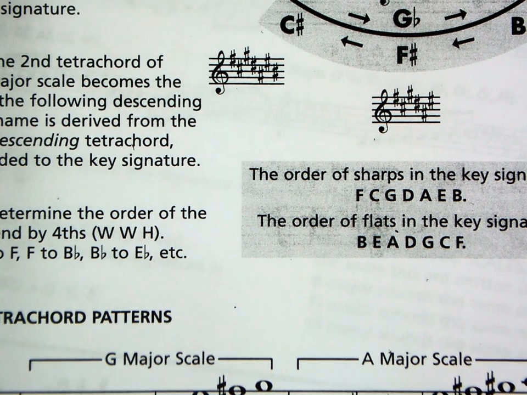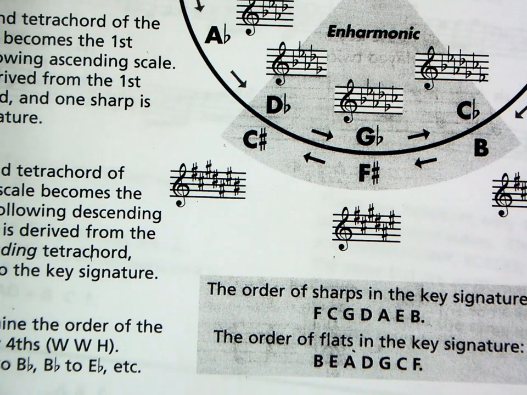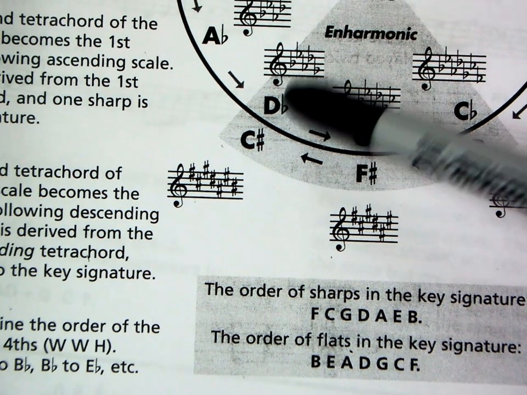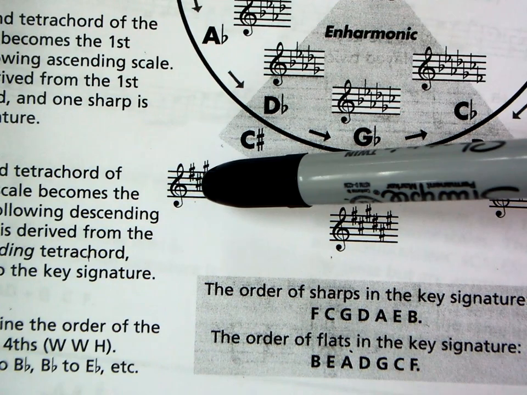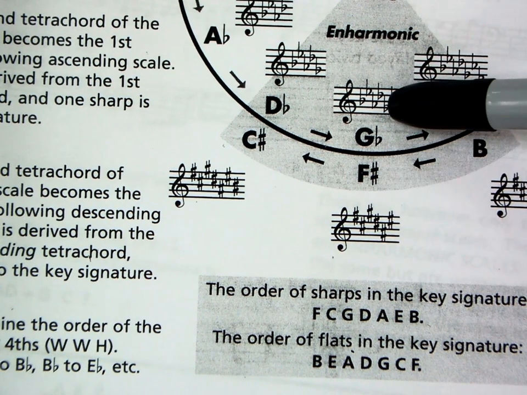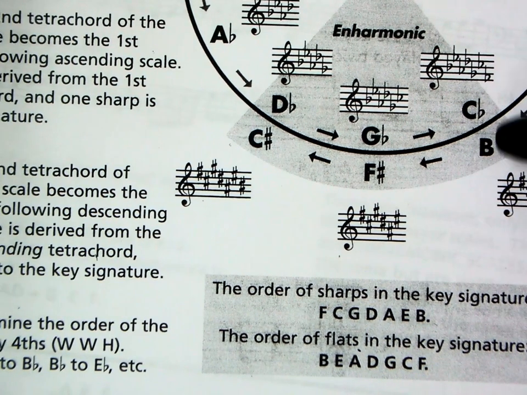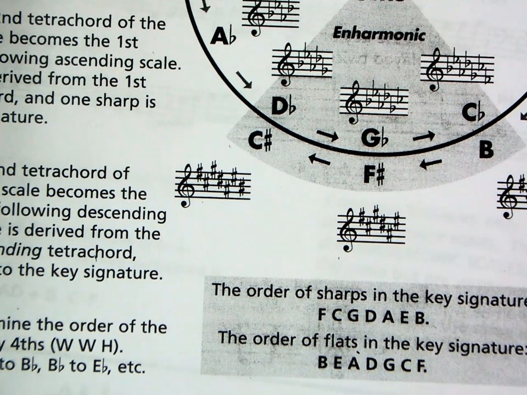Now, we do have some overlapping scales, just to be aware. We talked about that before. These are called enharmonic scales. C sharp and D flat sound the same, but they're spelled different, right? D flat has 5 flats. C sharp has 7 sharps. G flat and F sharp sound the same, but they're spelled differently. 6 flats or 6 sharps. C flat and B sound the same, but spelled differently. 7 flats or 5 sharps. Okay, just be aware there.